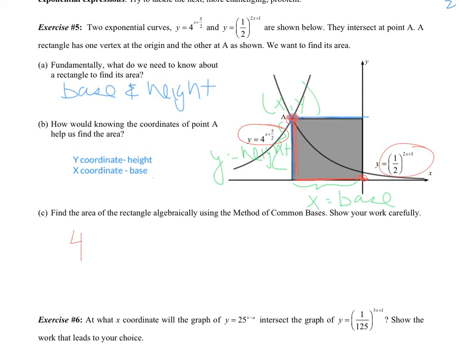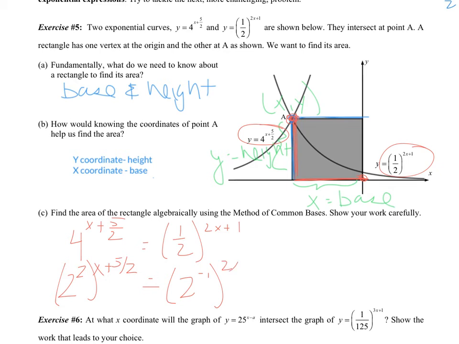So we're trying to find this point of intersection A, so we want to know where these functions are equal to each other. We want to know where 4 to the x plus 5 halves is equal to 1/2 to the 2x plus 1. Well, looking at 1/2 and 4, I know that they're going to have definitely a common base of 2. So I can rewrite 4 as 2 squared, and then to the x plus 5 halves. And I can also rewrite 1/2 as 2 to the negative 1. As long as I bring it up to the numerator, I can change the exponent 1 to negative, 2x plus 1. Now that I have common bases, I can go ahead and drop those bases, and then don't forget to distribute out and multiply.